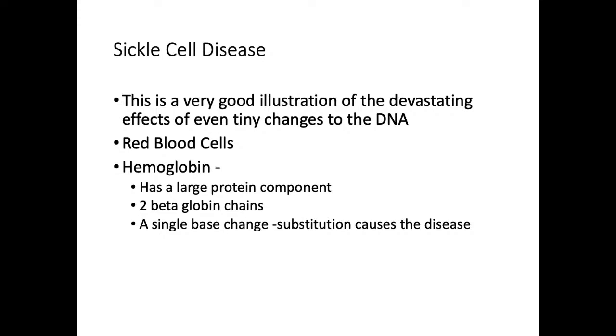So, for example, sickle cell disease is a good example of the devastating effects of a tiny change to the DNA. It happens in the red blood cells, which are made up of hemoglobin, a large protein whose components include two beta globin chains. A single base pair change, a substitution, will cause a disease.